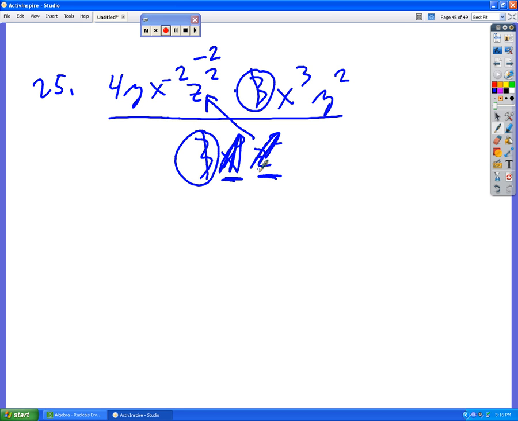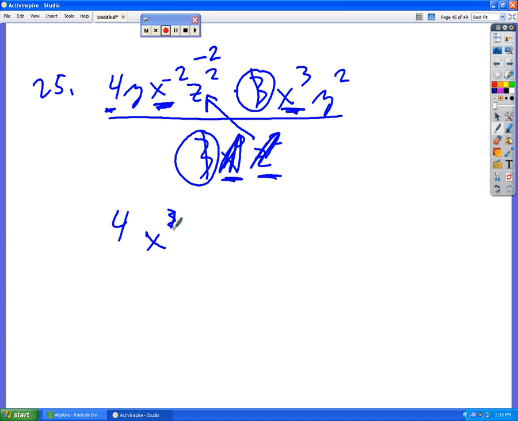So what do I have? Well, for numbers, I have this 4, and that's it. I have letters. I have x's. How many x's do I have? Well, I have negative 2 here. I have 3 here. I'll start with the 3. 3 here minus 2 here gives me 1. Again, you don't need the 1, but it's there.